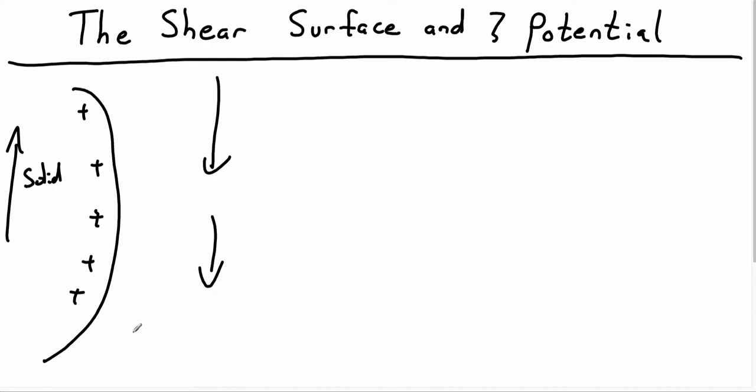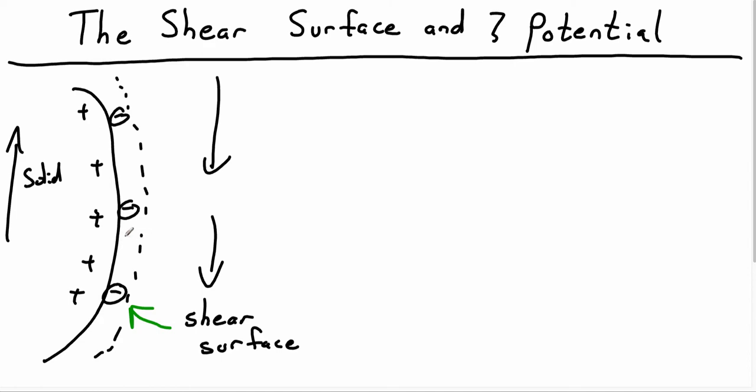What we find is that the shear surface is not exactly at the edge of the particle itself. In other words, we find that if we were to look, there'd be some counterions that would actually move with the particle. So we define this layer here as the shear surface. The shear surface is just the point at which motion begins relative to this surface.